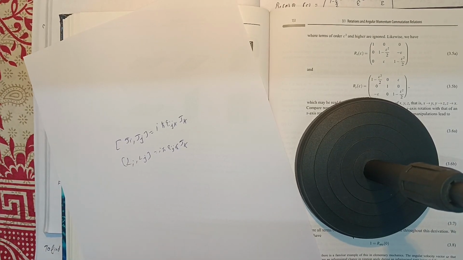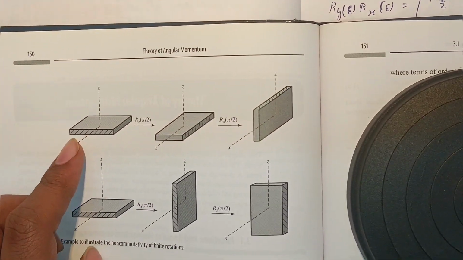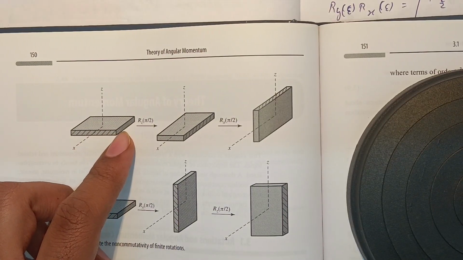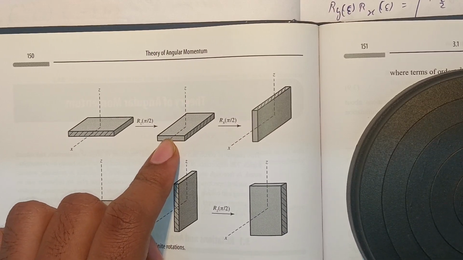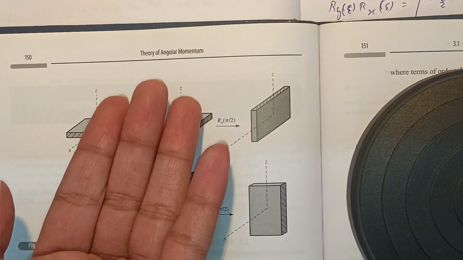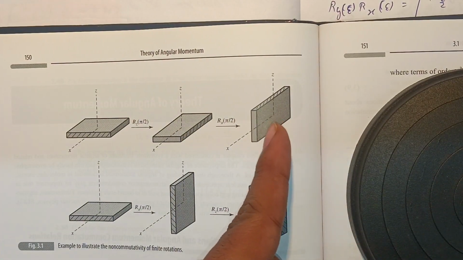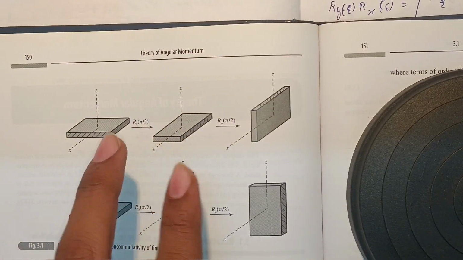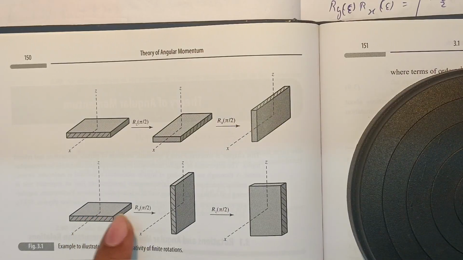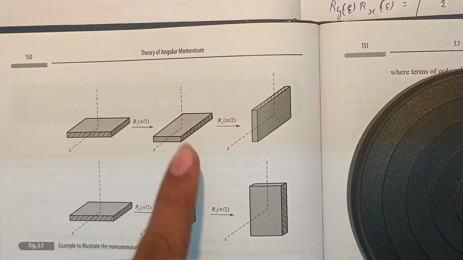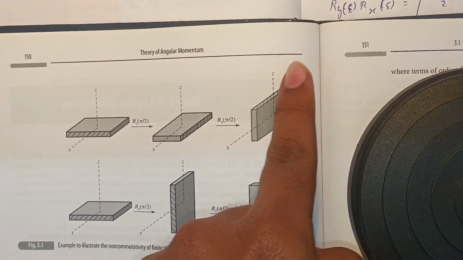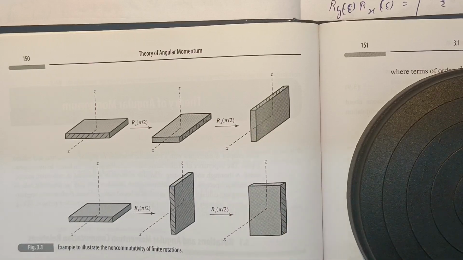So here, we have a block on the xy plane. We rotate about the z-axis by an angle of pi by 2. We got this. Then we rotated this block about the x-axis by an angle of pi by 2. We got this. Now we are just flipping the actions. We first performed Rx, then we performed Rz, and you can see that the outputs we are getting from both are not the same, they are different.